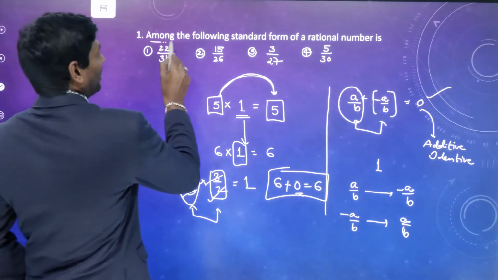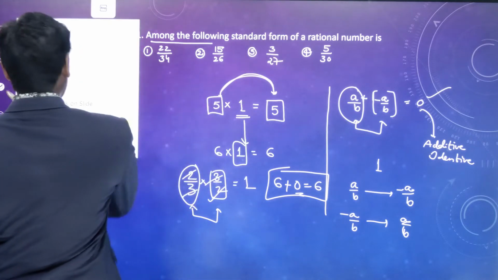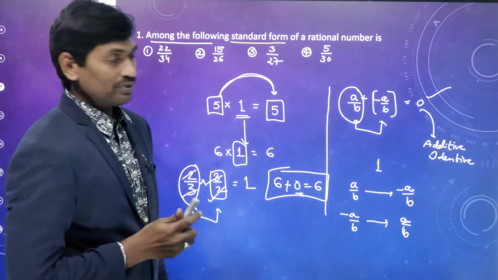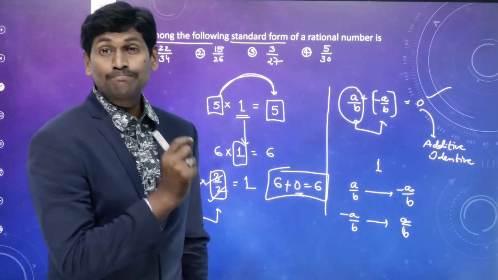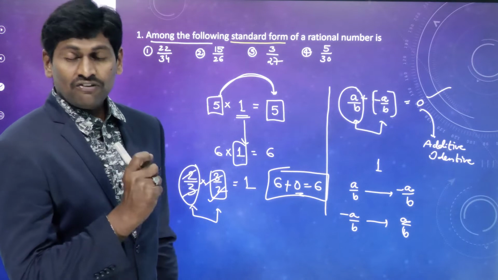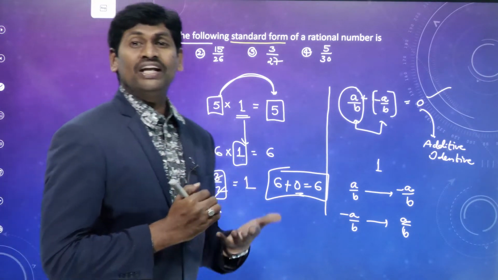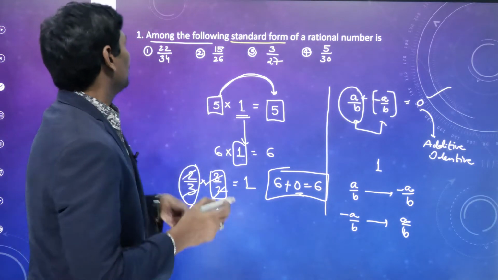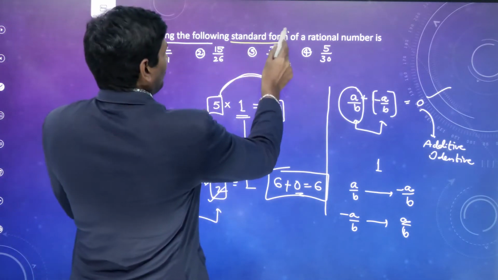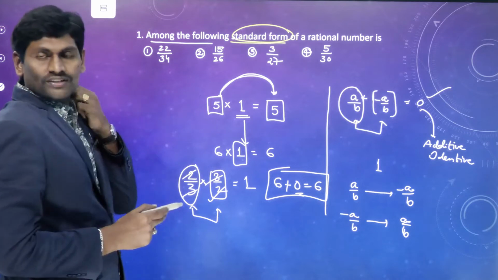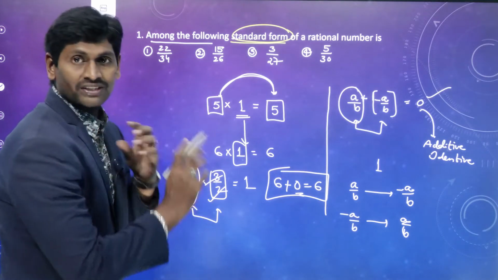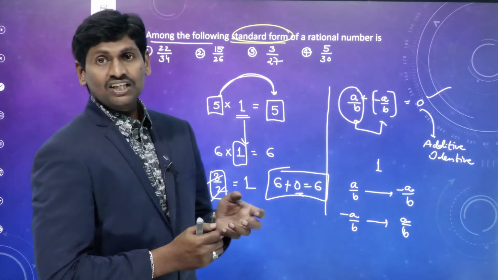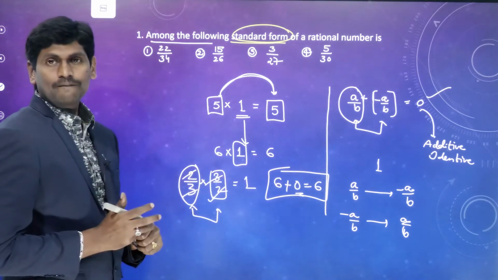Now, we have already discussed the standard form of a number. The rational number must always be in the simplest form, and if the rational number has a negative denominator, we need to move the negative sign to the numerator. So, among the following, which is the standard form of a rational number? Standard form means it must be in the simplest form. That means there is no common factor between the numerator and denominator.